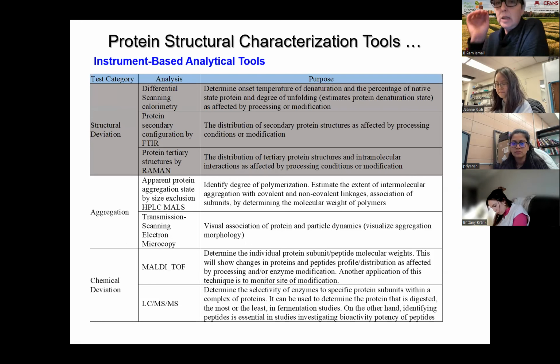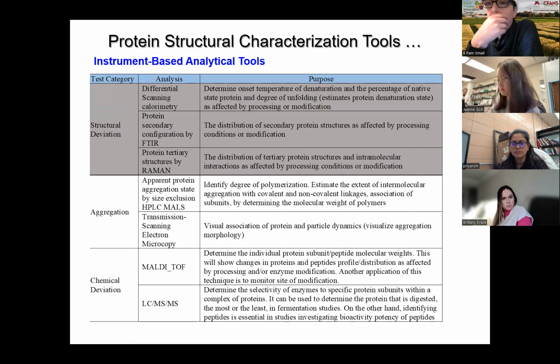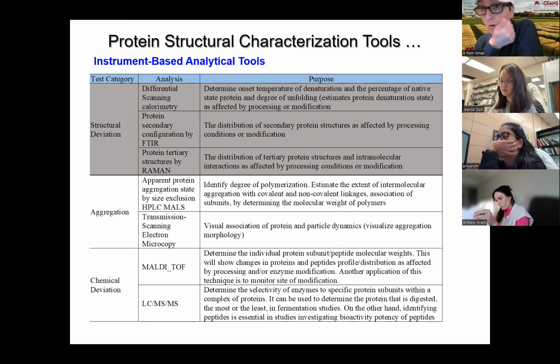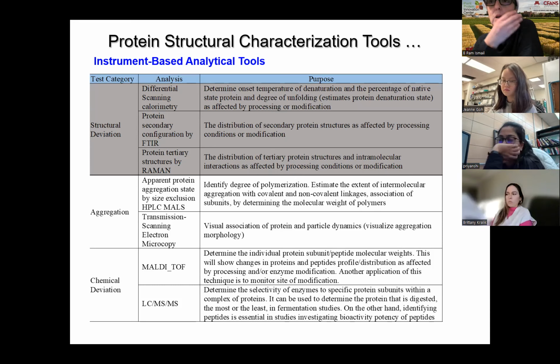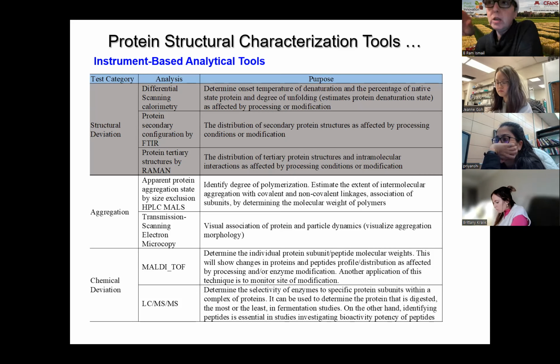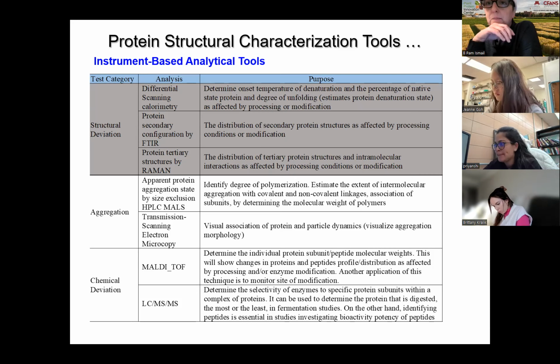Instrument-based analytical tools, and there are many. One is looking at changes in structure. A very common one is to look at denaturation. We use differential scanning calorimetry to do a couple of things. First, if we are characterizing a new protein and it's not in its denatured form, we want to know at which temperature the onset of denaturation starts. For every protein there is a denaturation temperature, and knowing it helps us determine the best processing conditions to prevent or induce denaturation.